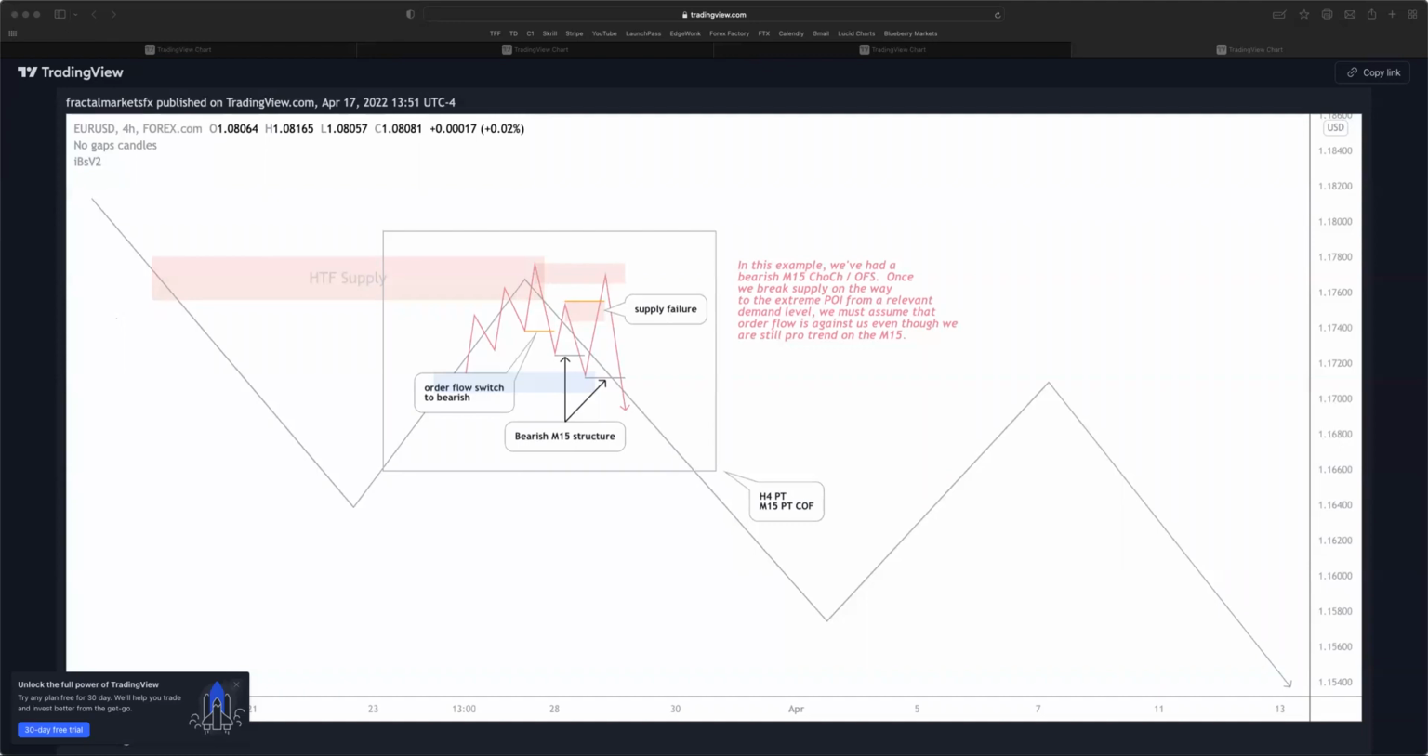Okay, so I have a question with this part right here. Let me show you. So when price goes into here, can we set a limit order right here, or would we have to wait for a change of character? You got to see the change of character, right?